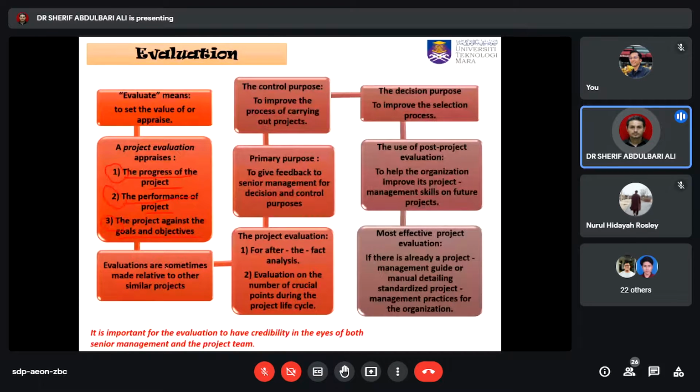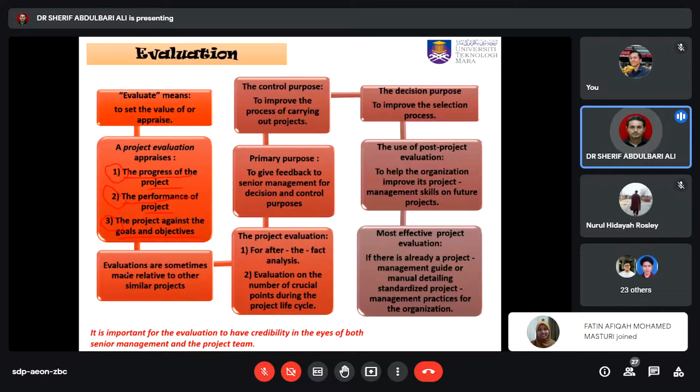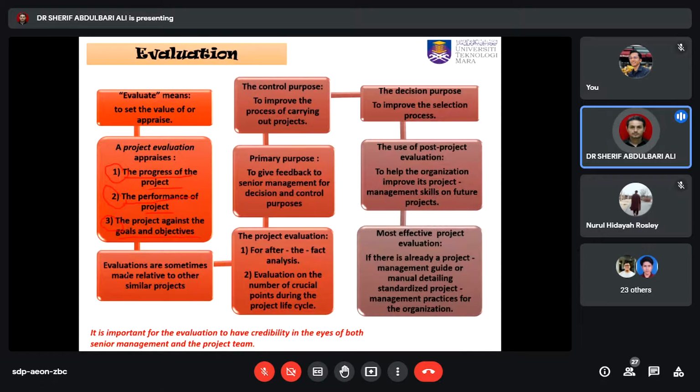So the evaluation is sometimes made relative to other similar projects. That means if you finish the current project and you evaluate it, and then you are going to start a new project, the old project is considered as a reference for the new one if they are similar. Project evaluation is an after-the-fact analysis. That means if you want to evaluate a project, this comes after you've done the analysis. You analyze after you make all the monitoring, after you collect all the data. So that means you can now evaluate the project.